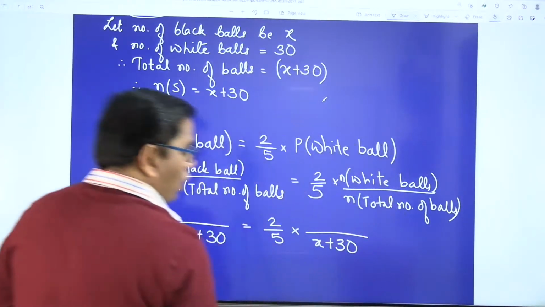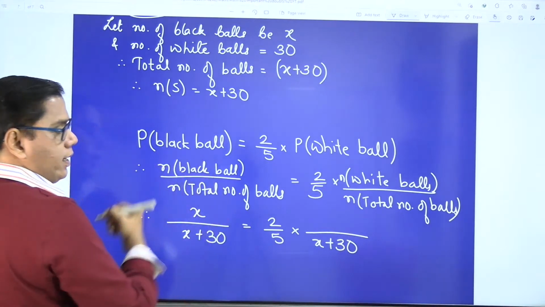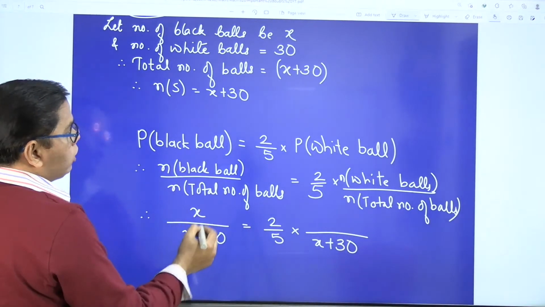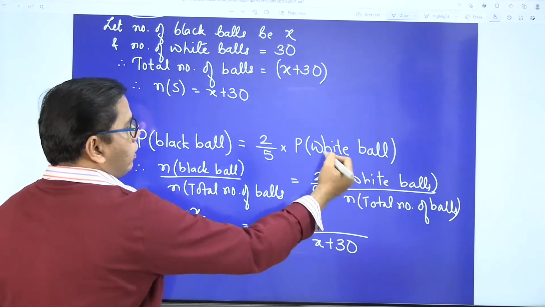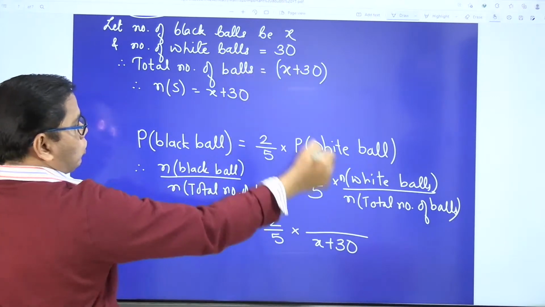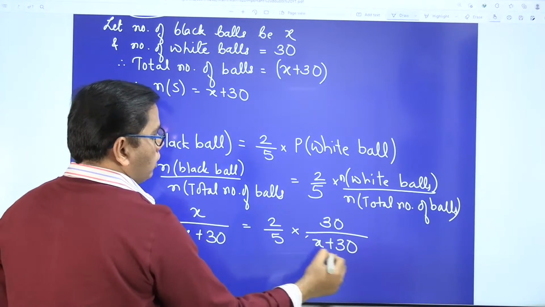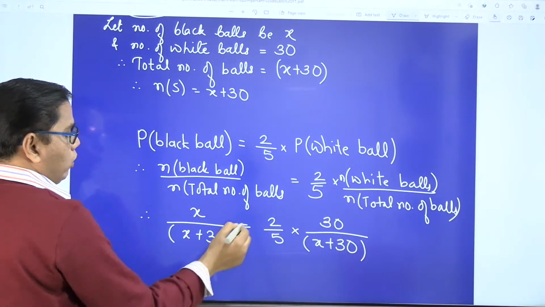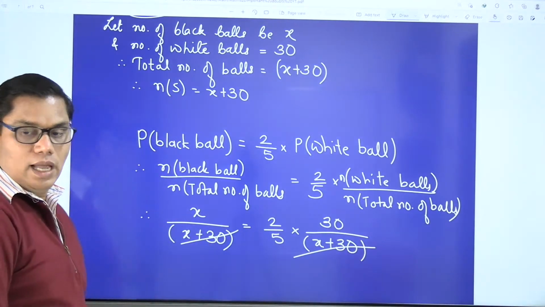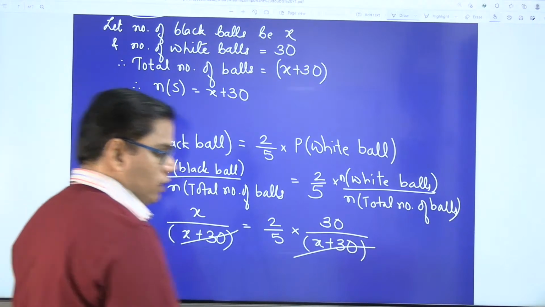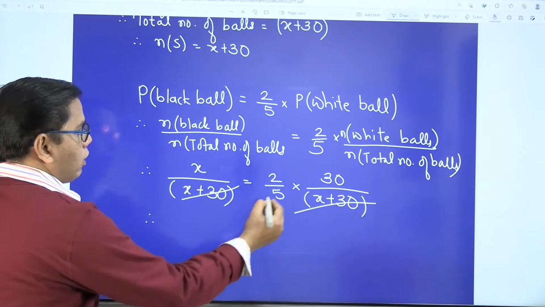See here. The number of black balls is x, upon the total number of balls. So this probability is 2/5 the probability of choosing a white ball. So the number of white balls, which is 30, upon the total number of balls, that is x plus 30. And surely we can cancel x plus 30 from both sides. The step can be multiplying x plus 30 on both sides. So we have to find the value of x. So we will cross multiply.